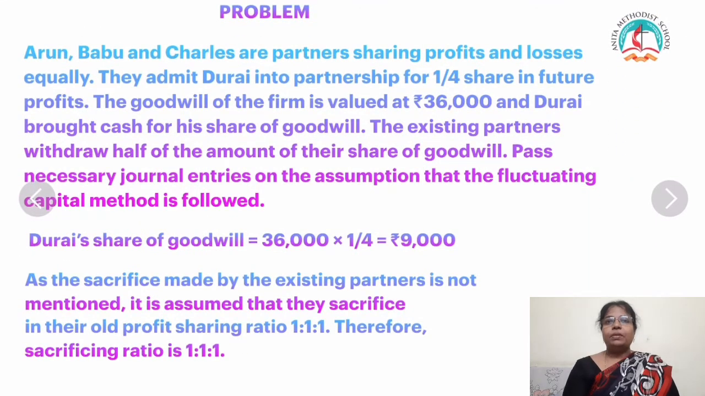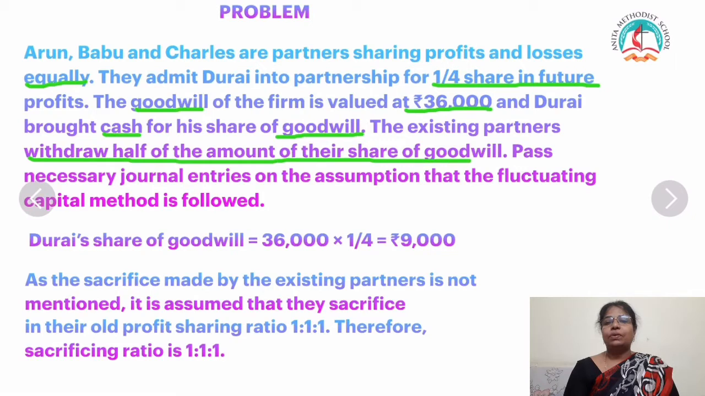Now the next problem is Arun, Babu and Charles. They are partners sharing profits and losses equally. They admit Durai into partnership for 1/4 share in future profits. The goodwill of the firm is valued at Rs 36,000 and Durai brought cash for his share of goodwill. The existing partners withdraw half of the amount of the share of goodwill.